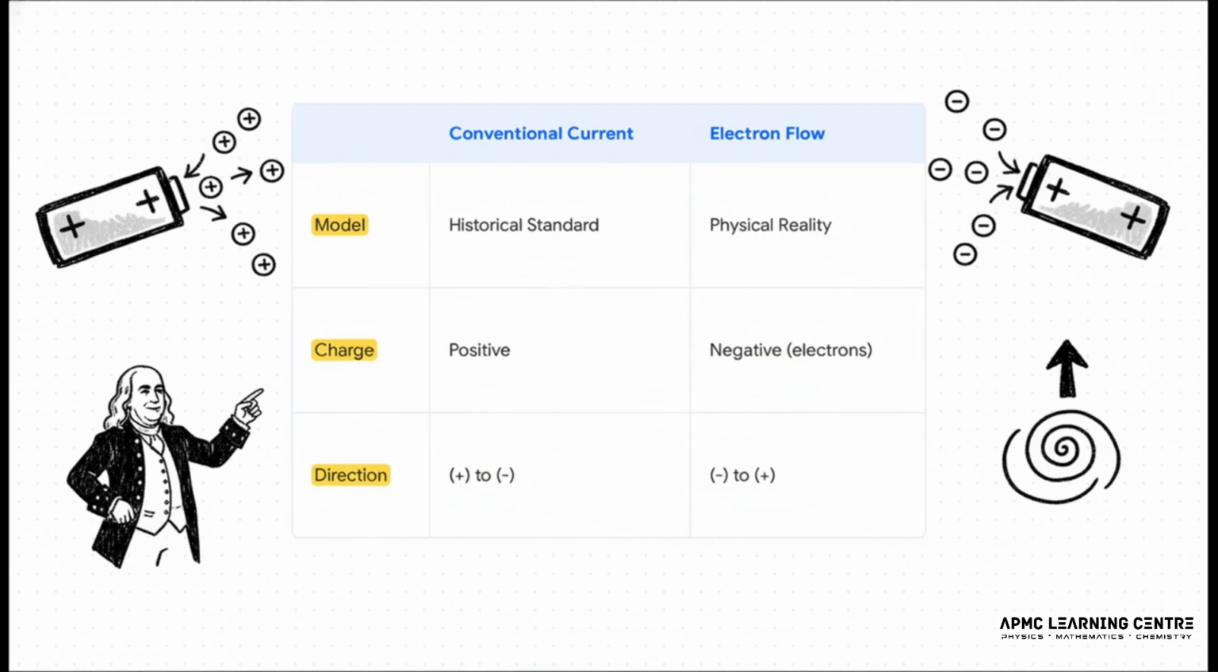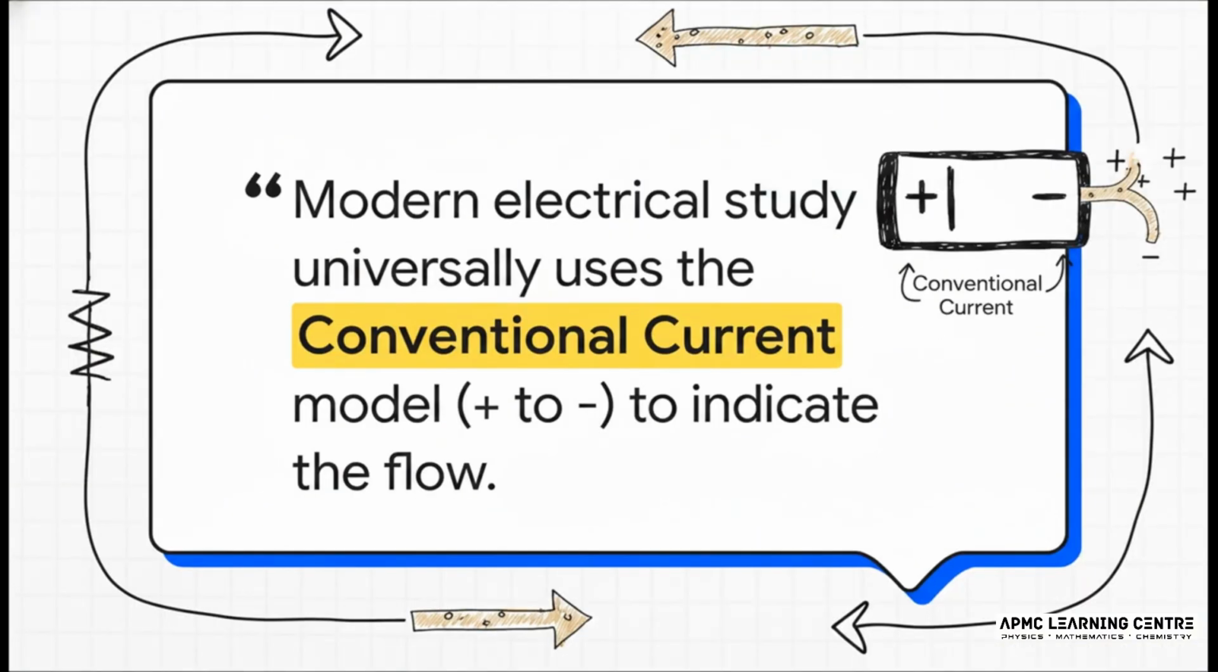They guessed wrong. It's actually tiny, negatively charged electrons that do all the moving. And since opposites attract, they actually flow from the negative terminal to the positive one. So, which one do we use? You'd think we'd switch to the correct way, right?